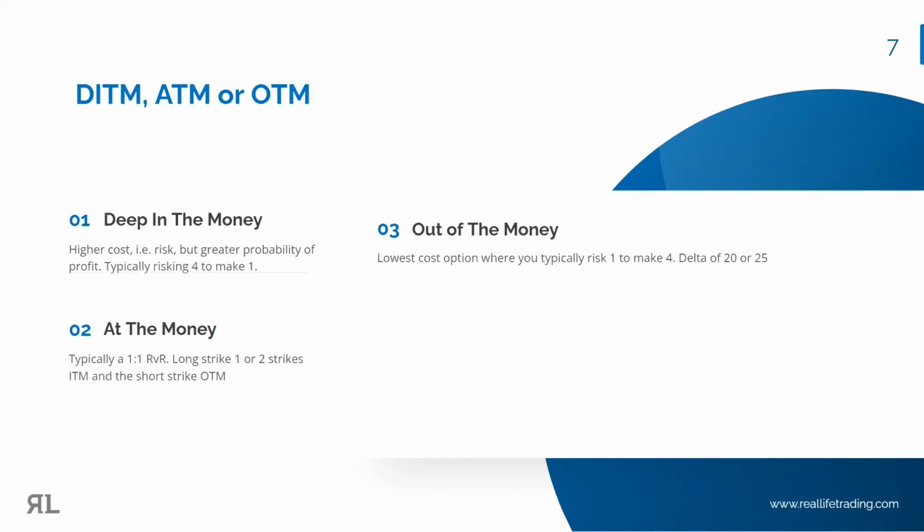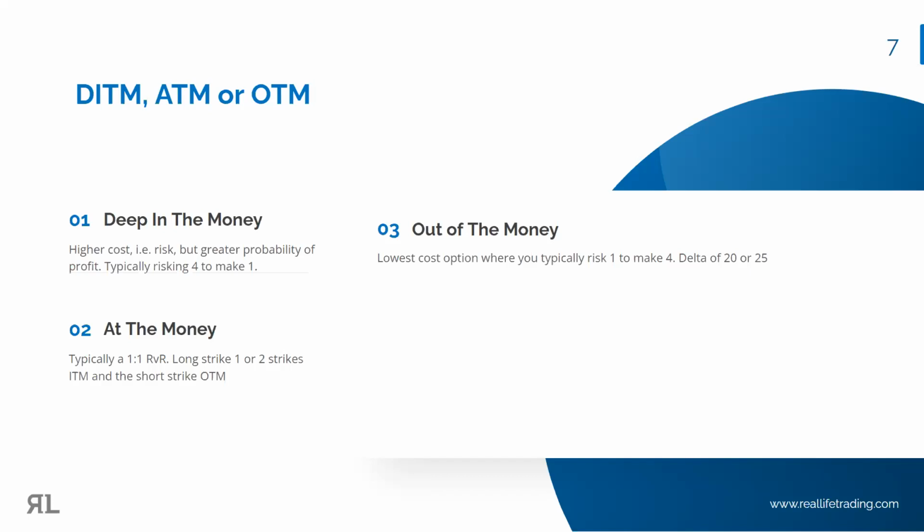Your long strike, meaning the one that you buy, would typically be 1 or 2 strikes in the money. And then the one that you sell would be out of the money. And again, I'm going to give you examples of this. So that's typically 1-to-1. Then you can do out of the money. So this is the lowest cost option. And this is where you typically will risk 1 to make 4.